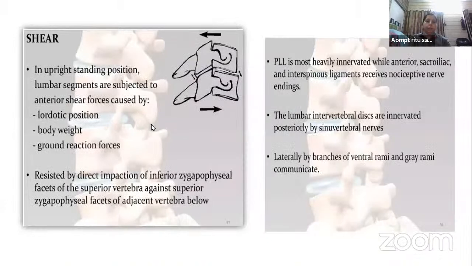The shearing force is also very important in the lumbar spine. When the subject is in the upright standing position, the lumbar segments take an anterior shearing force caused by the lordotic position, body weight, and the ground reaction force. It is resisted by direct impaction of the inferior zygapophyseal facet of the superior vertebra against the superior zygapophyseal facet of the adjacent vertebra.